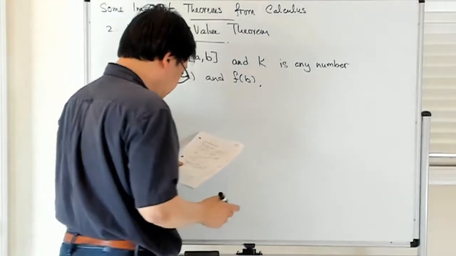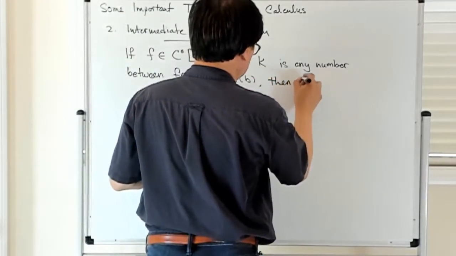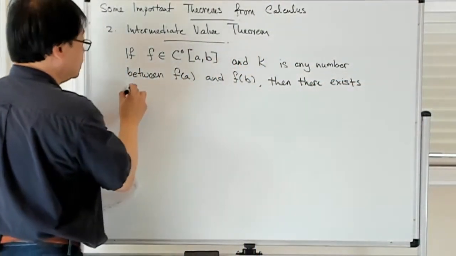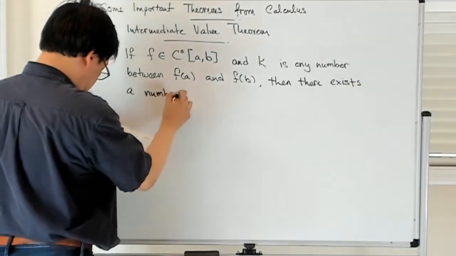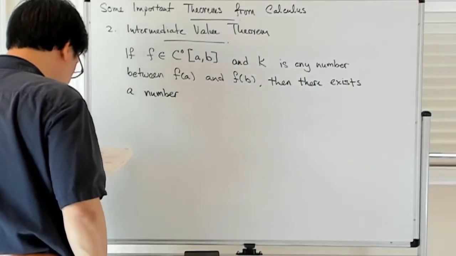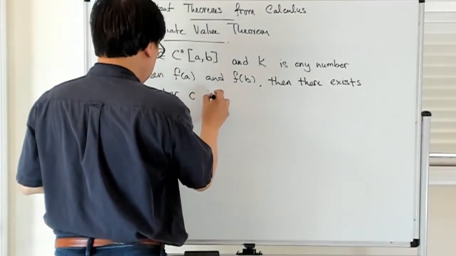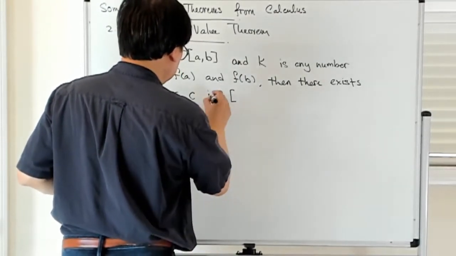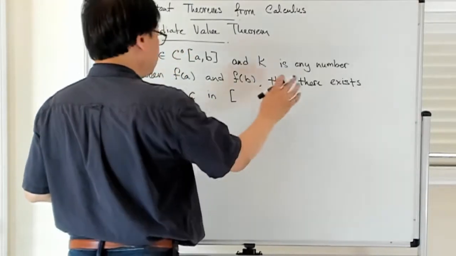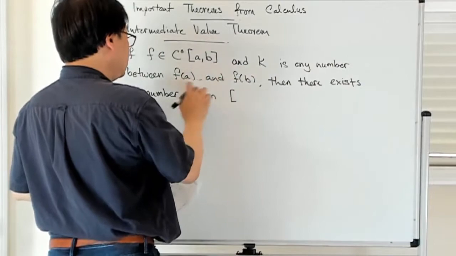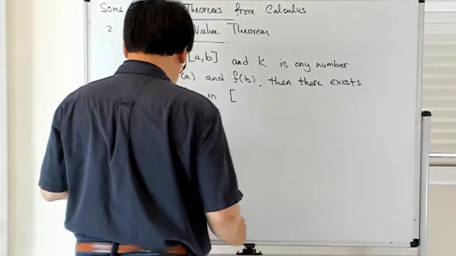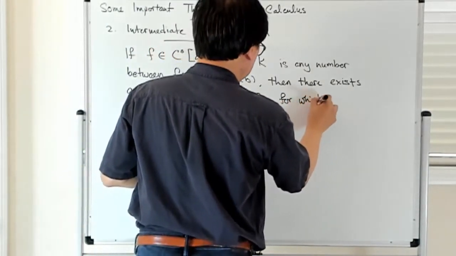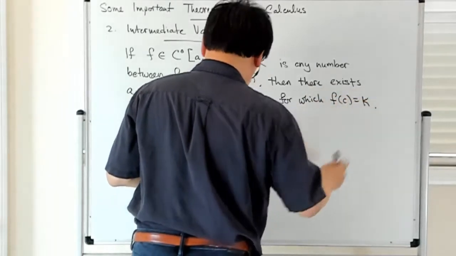then the claim is that there exists a number c in this interval from a to b for which f of c is equal to k.